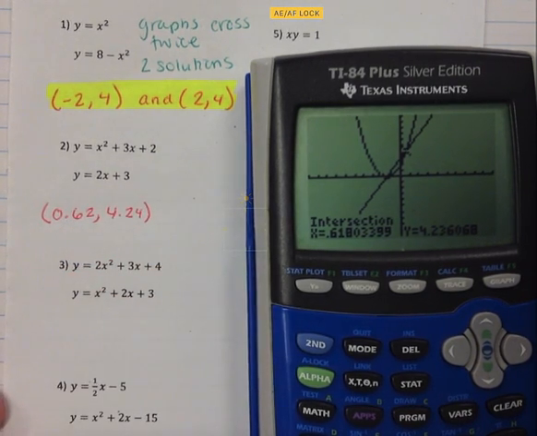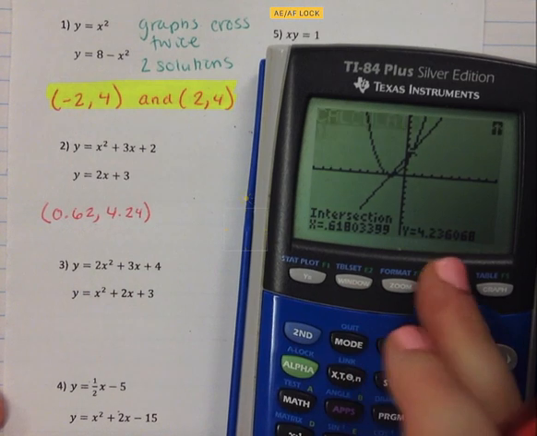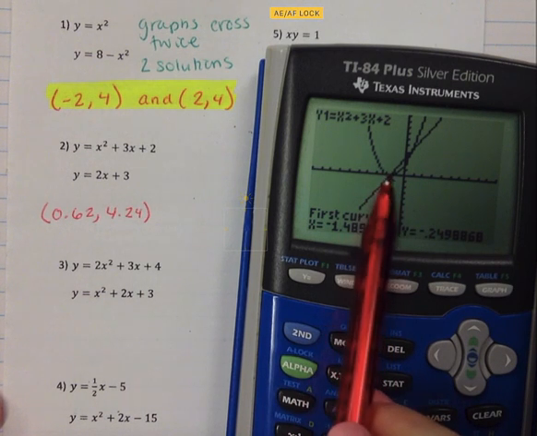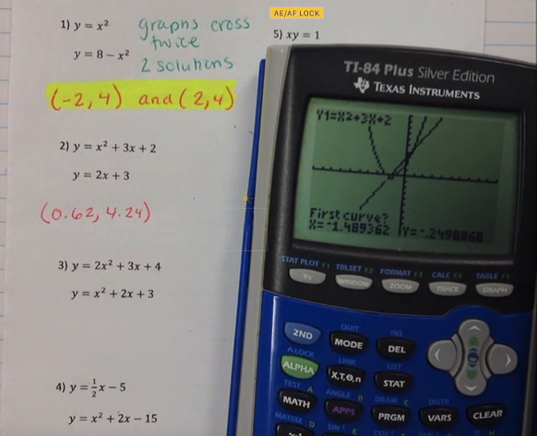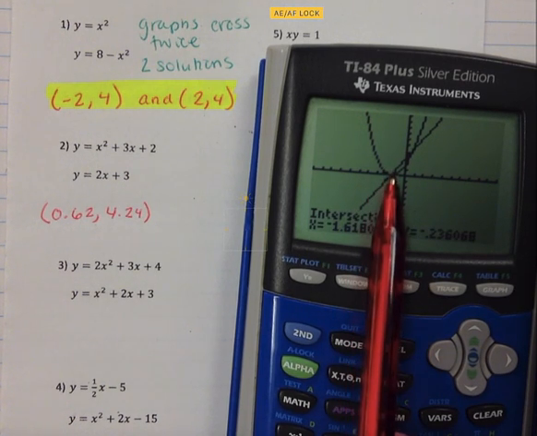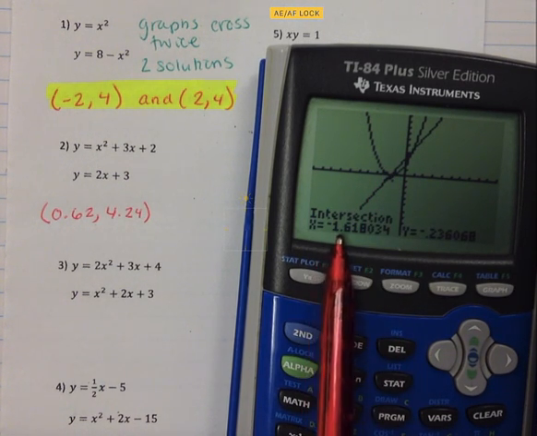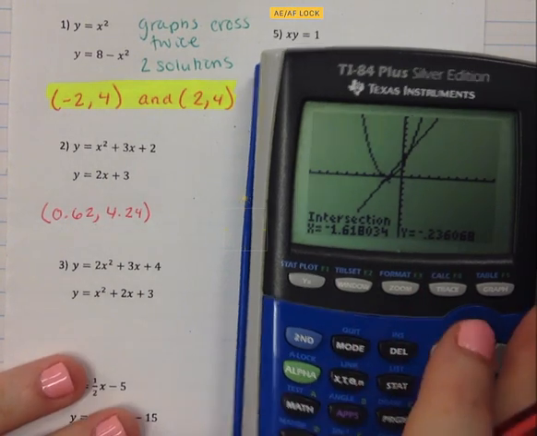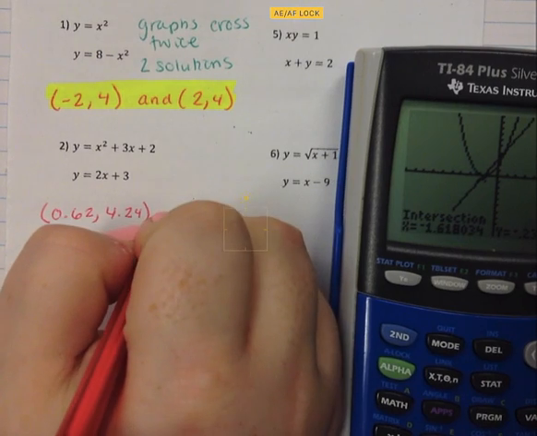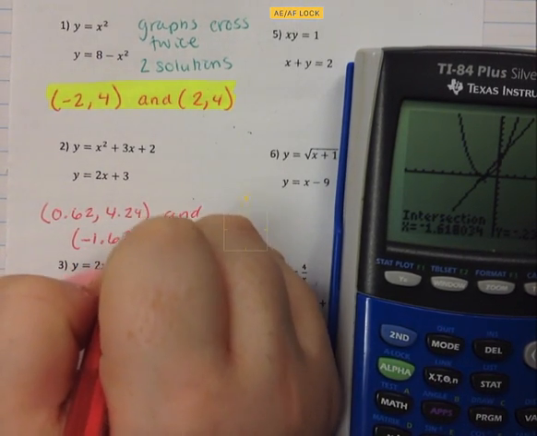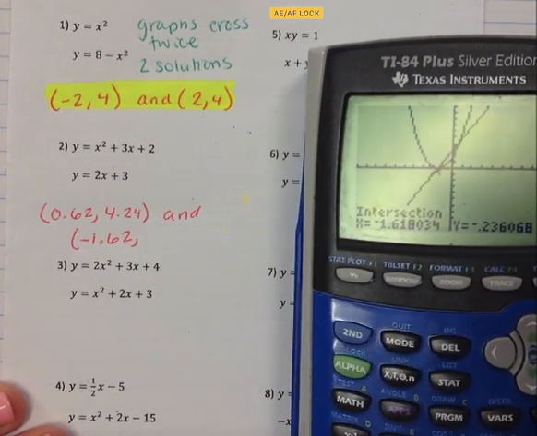That's our first intersection. So go to second, trace 5, and go to the left, follow that curve, and it looks like about in that area. Once we get to that area, we're going to press enter 3 times. Enter, enter, enter. The cursor stayed at that intersection, which intersects at x equals -1.62 and y equals -0.24. So we can say and -1.62, -0.24.